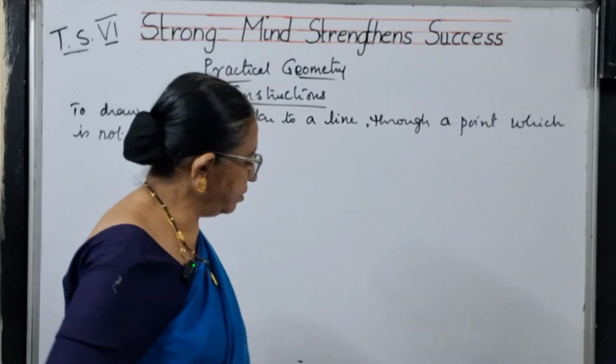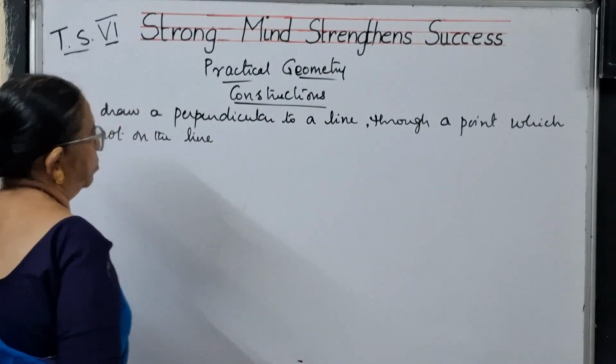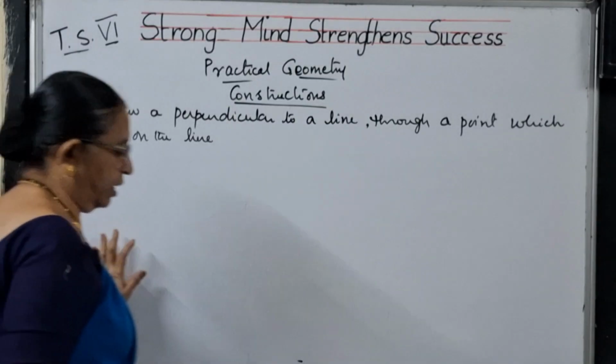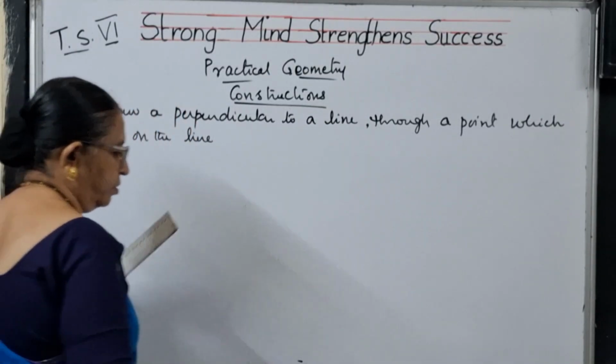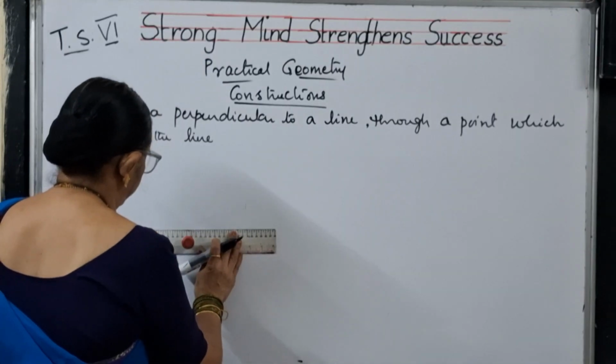Now the next one is to draw a perpendicular to a line through a point which is not on the line. That means they are giving, suppose this is a line that is given to you.